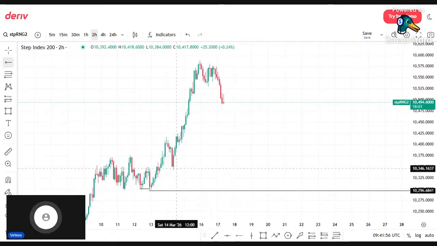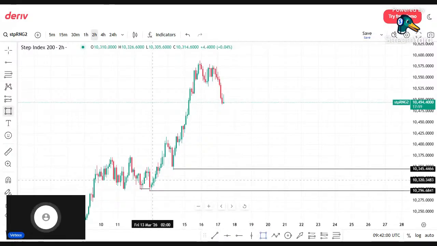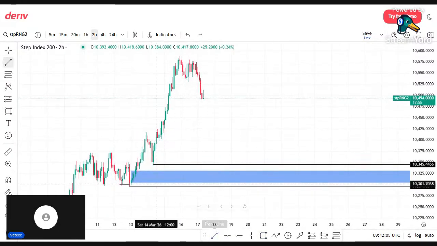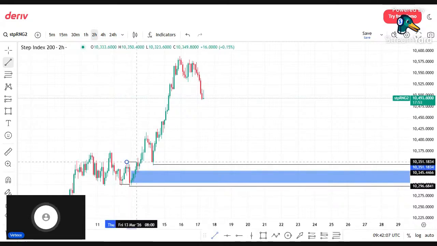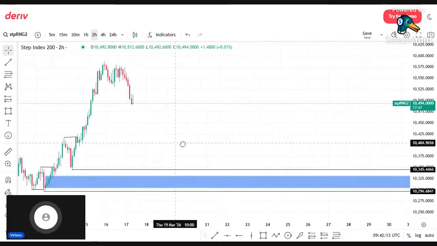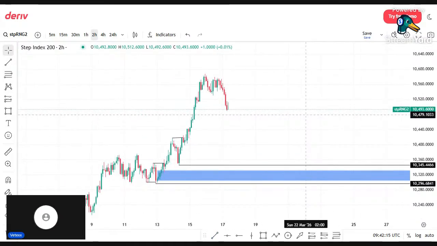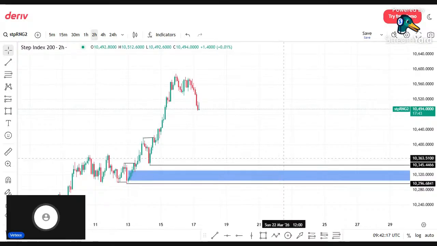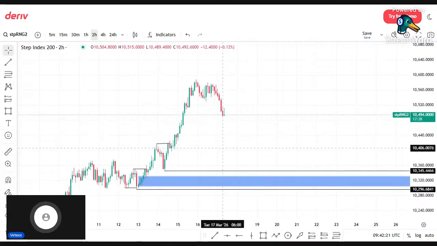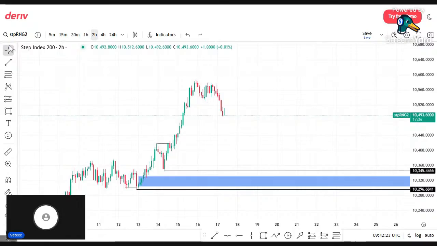And then this becomes what? Structural liquidity. So this is our point of interest, which is here. Alright, so this is an A plus setup on the 2-hour time frame. Break of structure 1 and then break of structure 2. So this is our point of interest. This is what we are anticipating on step 200. This is the time frame structure we are anticipating on step 200.